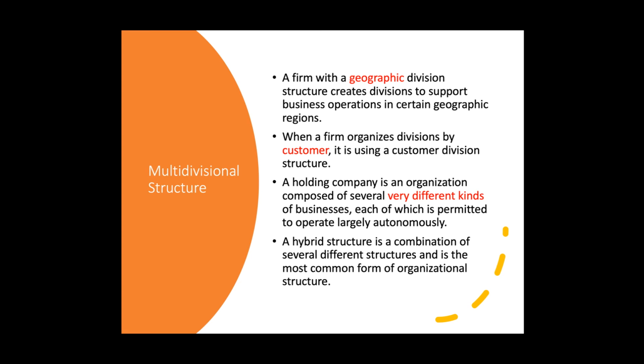And then finally, there are other ways to divide up multi-divisionally, not just by product and not just by external shared concern, but also a geographic division structure is possible by customer type. There is even the holding company, which you see there in the third bullet point. A holding company is an organization composed of several very, very different kinds of businesses, each of which is permitted basically to operate pretty much as an autonomous business unit. And then finally, you have the hybrid structure, which is simply a combination of all of these kinds of things grouped together by one company. So let's see if we can give you some visual examples of that as well.